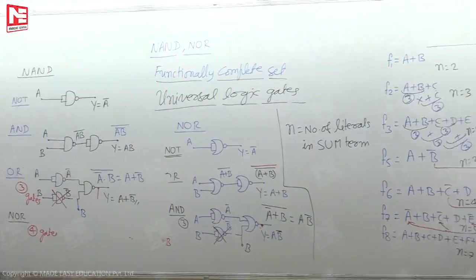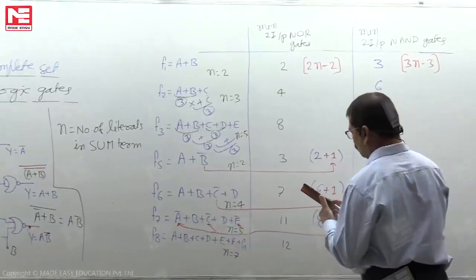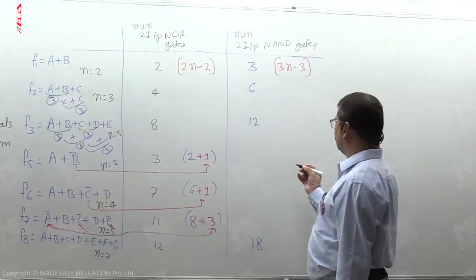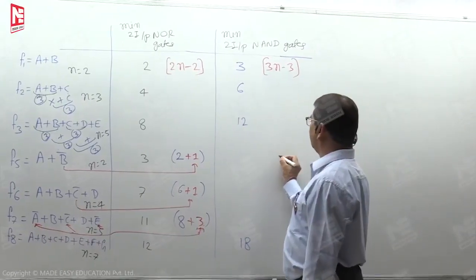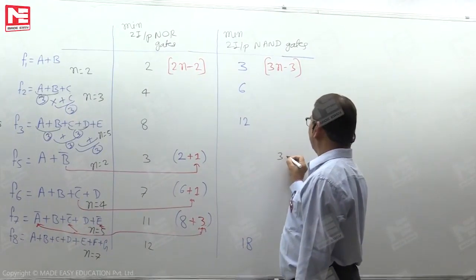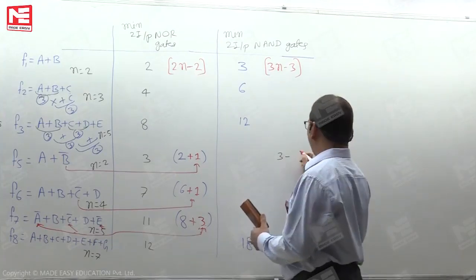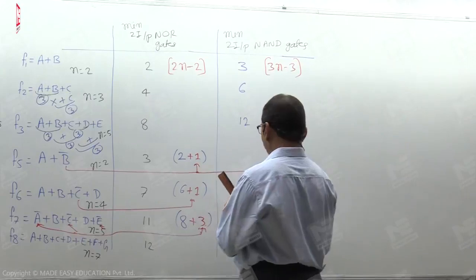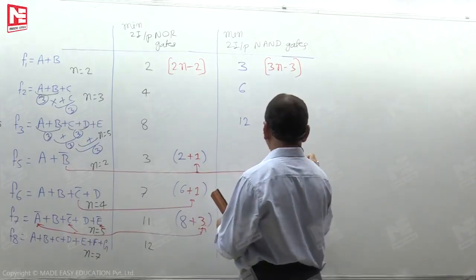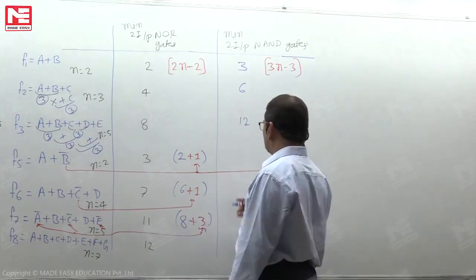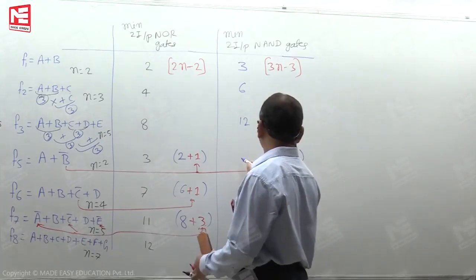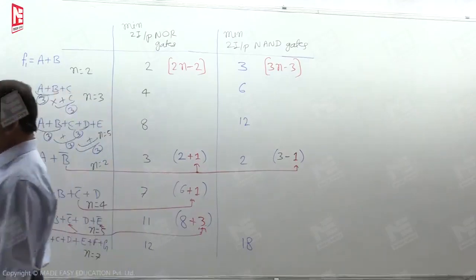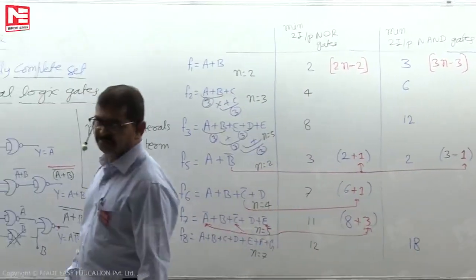Here, n is 2. So 3 into 2, 6. 6 minus 3 is 3, minus 1 because of the complement on the variable B. So it is 2. It is the observation we are looking at there clearly.